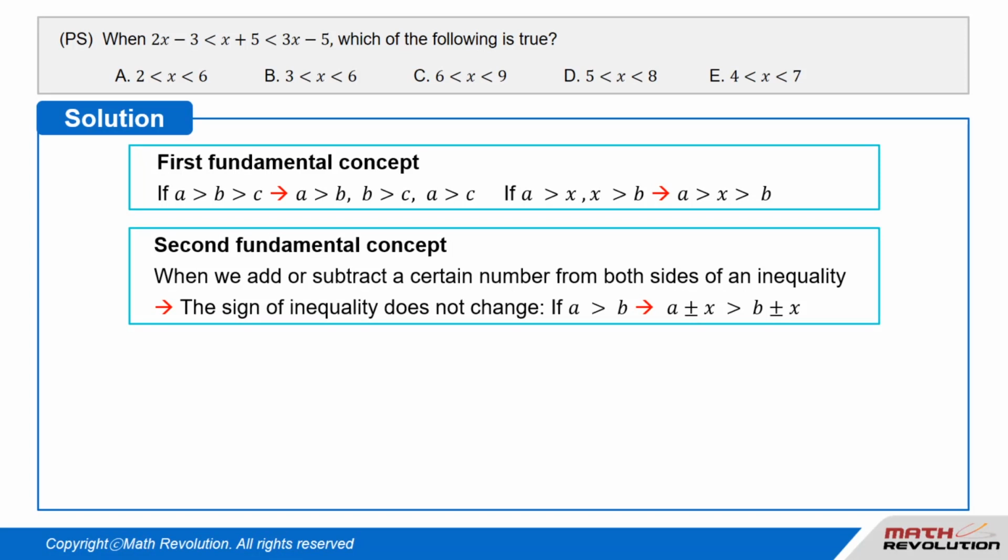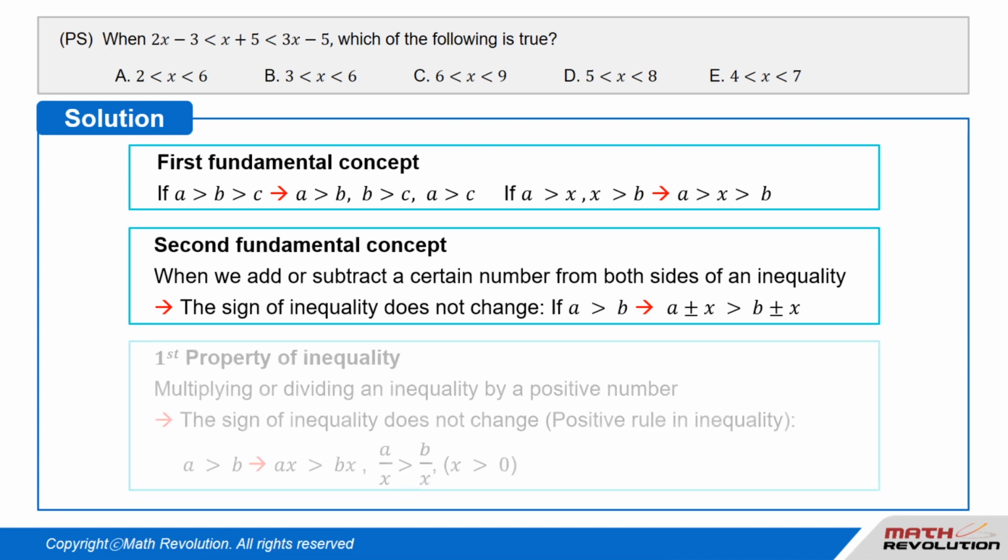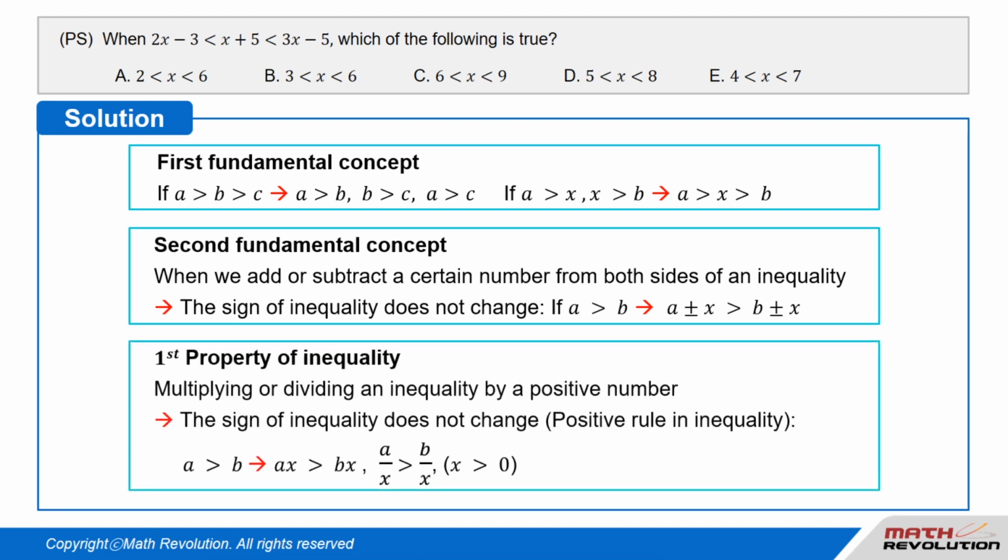The second fundamental concept in inequality. When we add or subtract a certain number from both sides of an inequality, the sign of inequality does not change. So if we add or subtract x from both sides of an inequality, it does not affect the inequality sign. If A is greater than B, then A plus or minus x is greater than B plus or minus x. The first property of inequality.